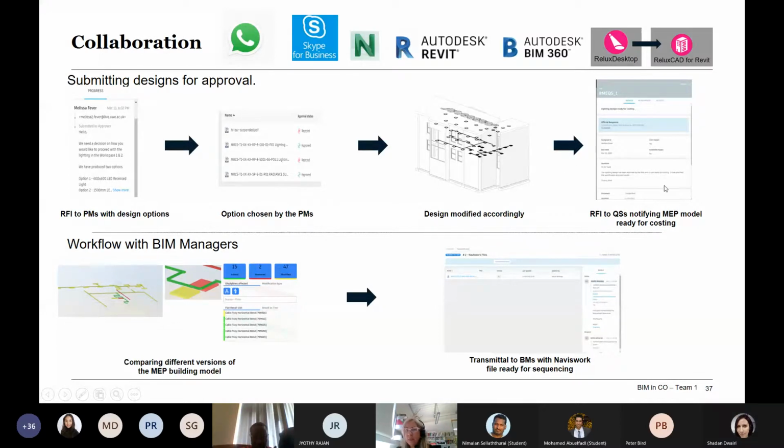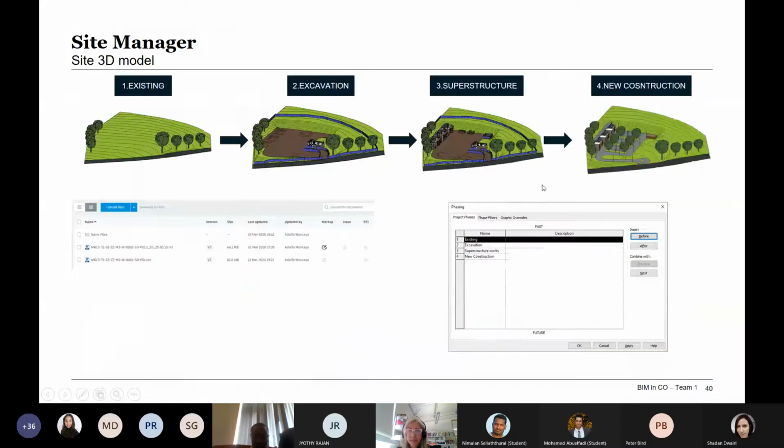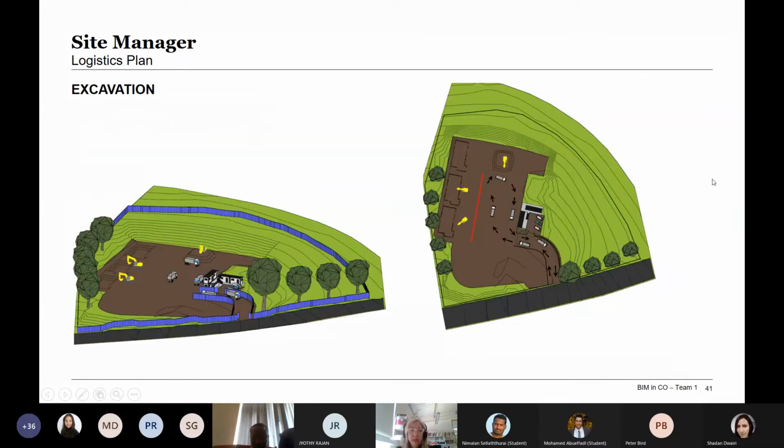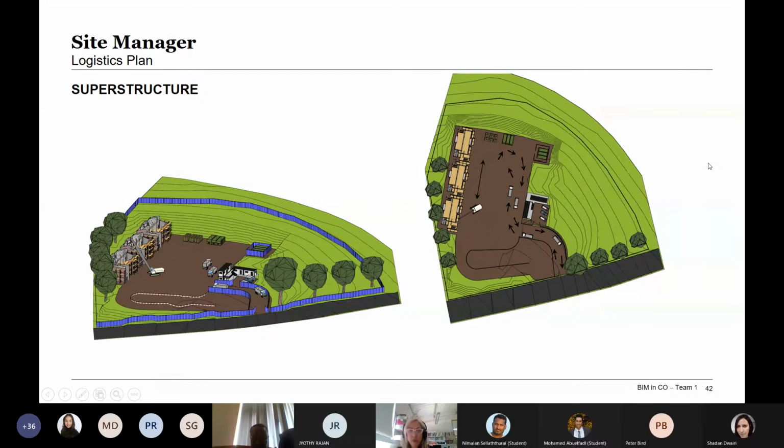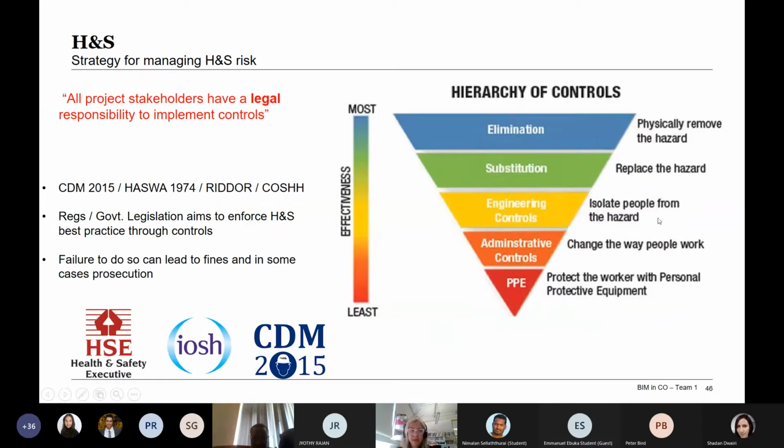Moving to the design being modified accordingly and so on. So all the way to explaining that process of how you work with other teams, site managers. So important documents or standards, challenges, and how they progress throughout the whole construction. And they use this 3D model as the images that they want to explain how the construction will work. Safety engineers explaining what they're doing about this and some of the data they researched, but also what the policies or regulations are that they stick to.